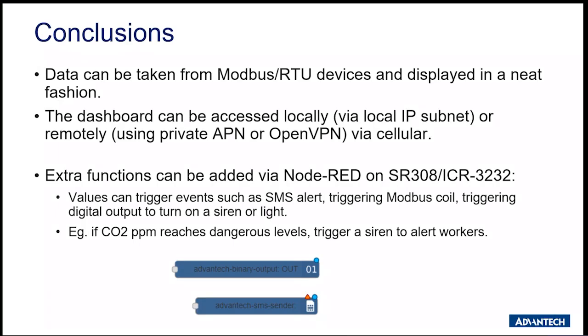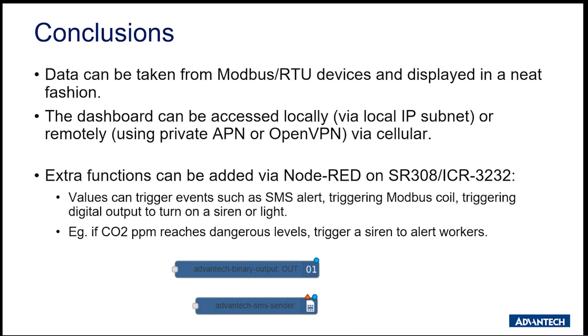So in conclusion, we can take data from a Modbus R2 device and display it in a nice, neat dashboard fashion. And this dashboard can be accessed locally via the local IP of the gateway, or if we use a private APN or OpenVPN, we can access them through the IP addresses on a private network, which means it's safe, so no one can get in there and start playing around from a public side of things. We can add extra functions via Node-RED.